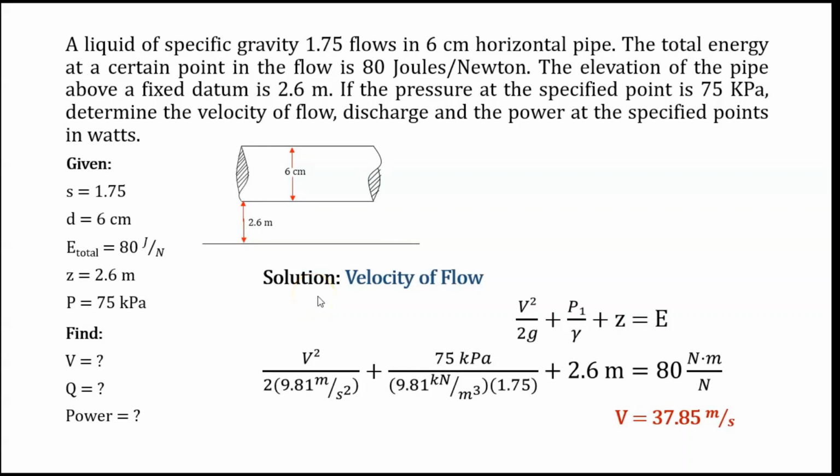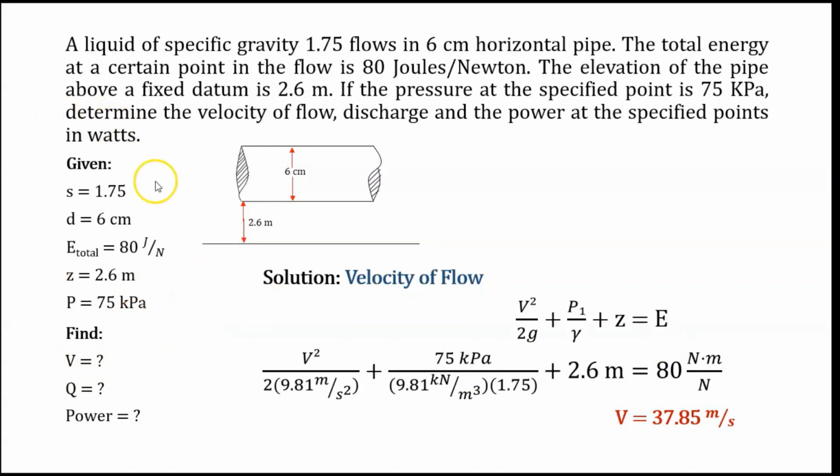By applying Bernoulli's equation, we can solve the velocity of the flow. So we have v squared over 2g plus p over gamma plus z is equal to E, where v squared is the velocity of the flow, which is unknown, over 2g, where g is the acceleration due to gravity, plus p, which is the pressure, and gamma as the specific weight of our liquid, plus z, which is the elevation of the pipe above the fixed datum, is equal to E, which is the total energy.